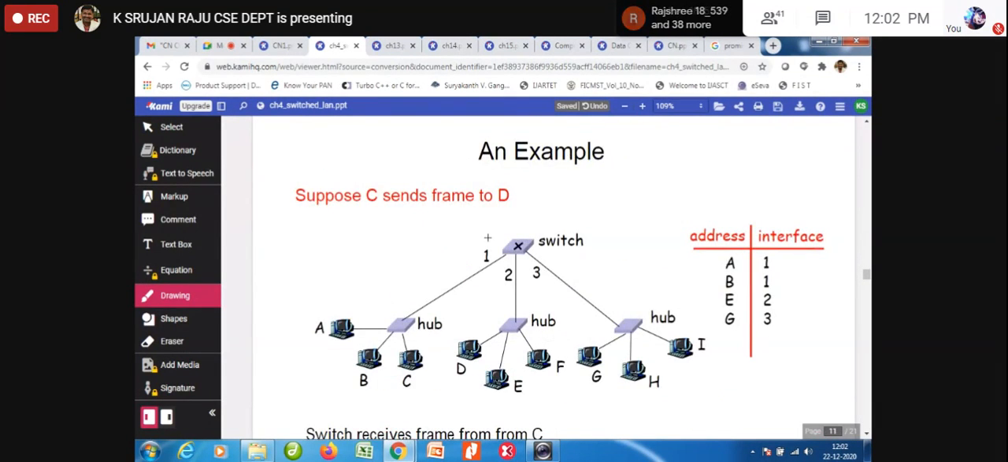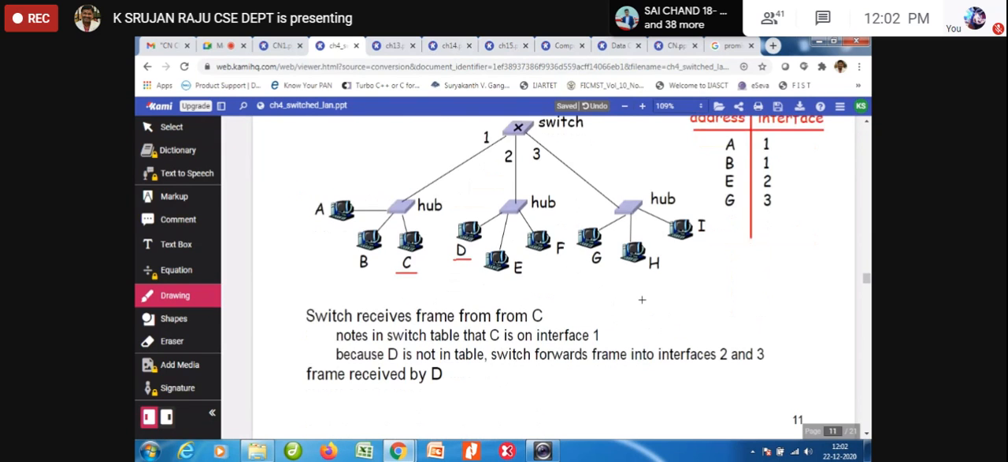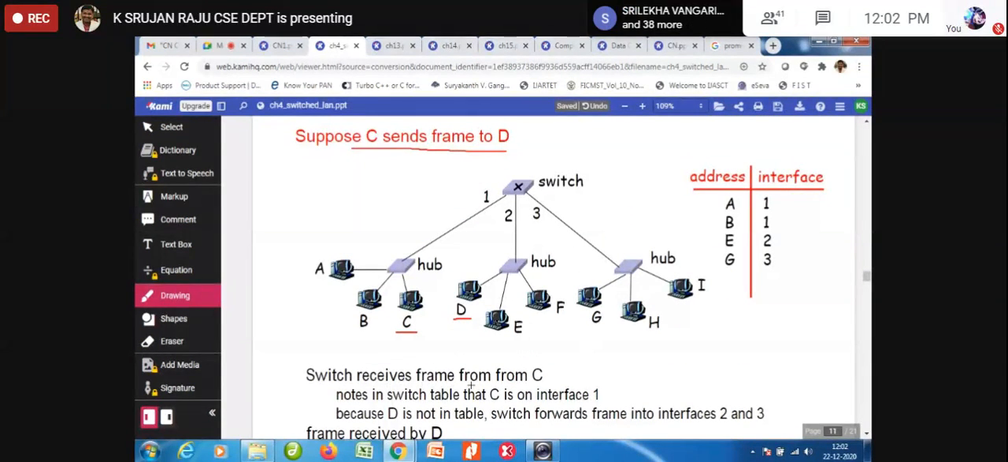Now here, if you look at an example, suppose C sends a frame to D. Where is C? Over here. And where is D? Over here. So the switch receives the frame from C. It notes in the switch table that C is on interface 1. In the switch, it identifies that C is on interface 1.